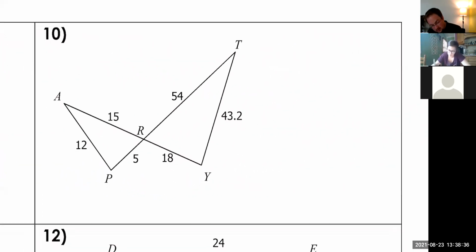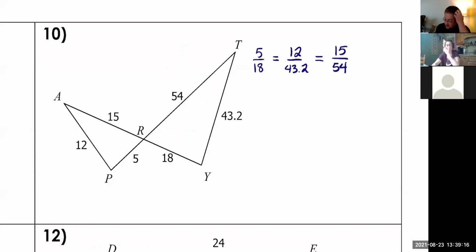Number 10, oh, there's another gosh darn decimal snuck in there on us. It's okay though, do the little division trick. It should work if they are in fact proportional. This one's kind of sneaky though, because it's a reflected image. So if I were to pair these up here, I would say the 5 goes with the 18. So the 12 should go with the 43.2. And then the 15 with the 54.